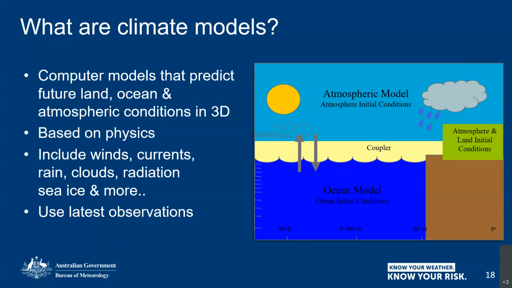And we also use the latest observations. So all those ocean observations that I was talking about a few slides ago, that is the information that goes into our climate model to give the best picture of how the ocean looks today. We then use those observations as well to see how good our forecasts were when we go back to assess that.